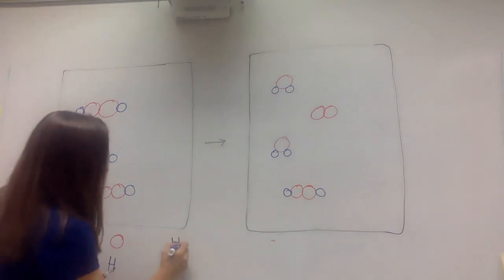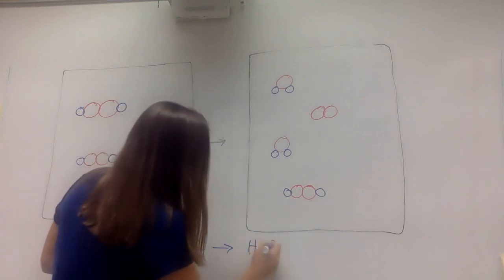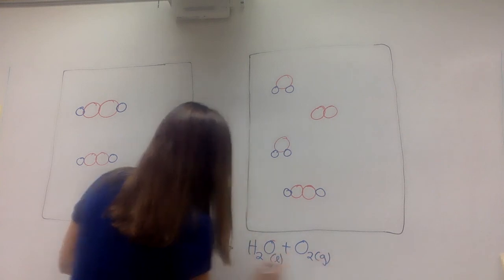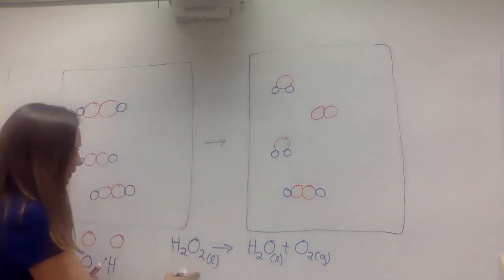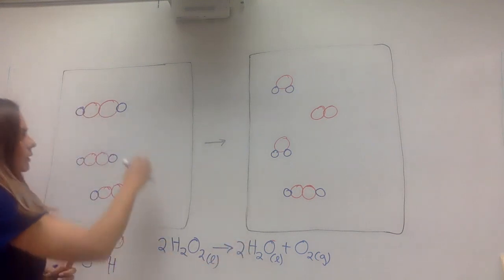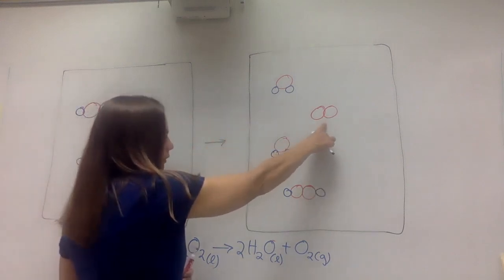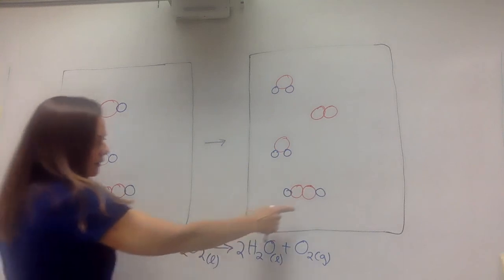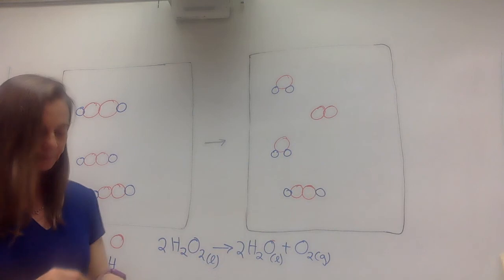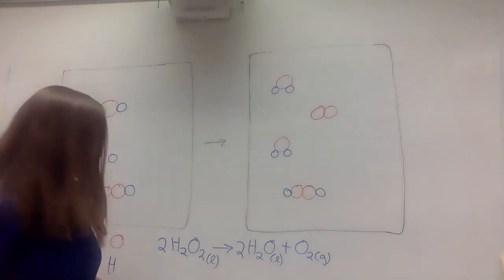We can also do this numerically or in an equation by saying the hydrogen peroxide molecules decompose into water and oxygen gas. And in order to balance this, I need to put a 2 here and a 2 here. So I took 2 hydrogen peroxide molecules and made 2 water molecules and 1 oxygen molecule. And since I have 1 hydrogen peroxide molecule, that's my excess reactant. So again, this is just a different way of looking at the same information.